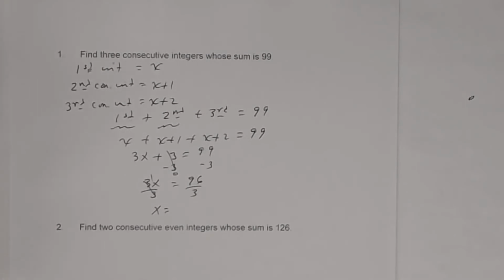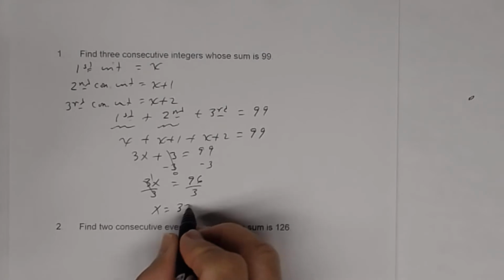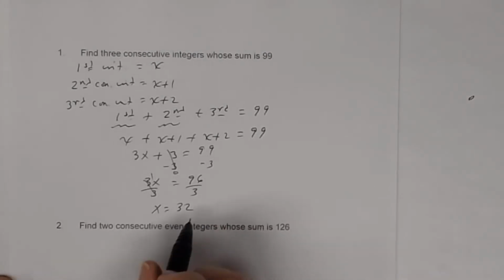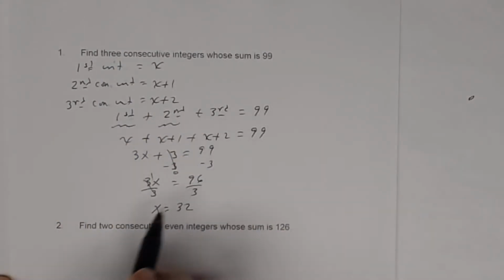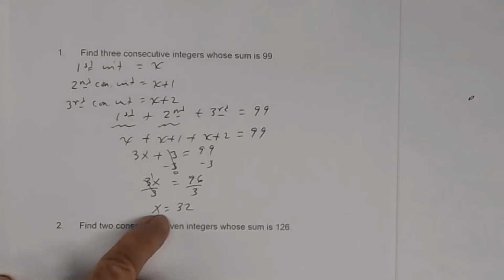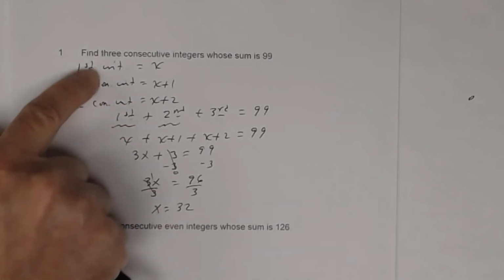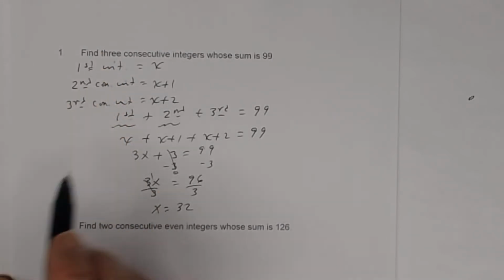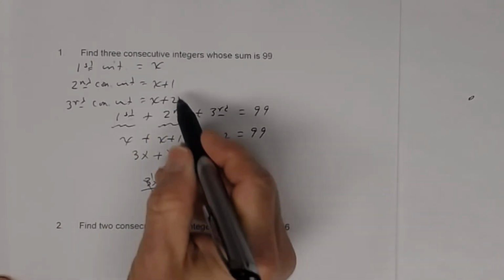So x is 96 divided by 3. You should get 32, right? Okay, so you've got to answer the question though. All right, so the way I would do this is, since x is 32, go back to where you wrote your unknowns and say: well, x is 32, so that means this.